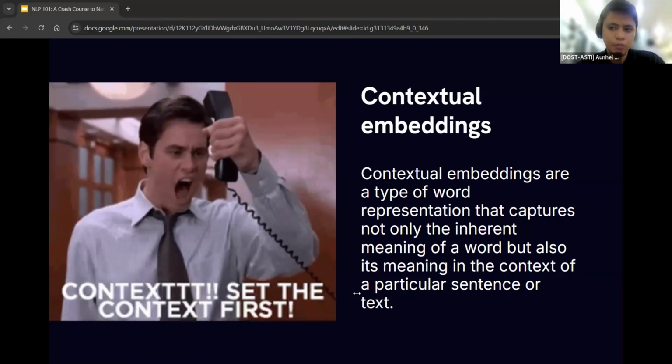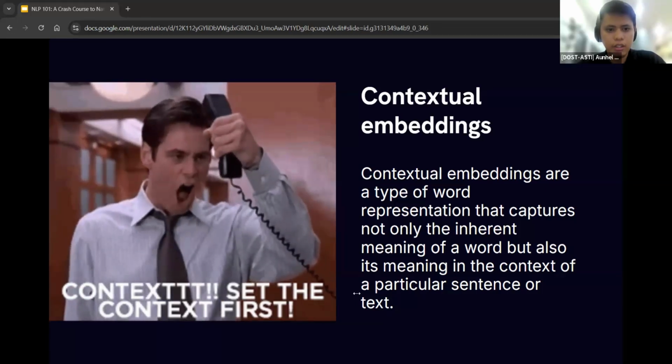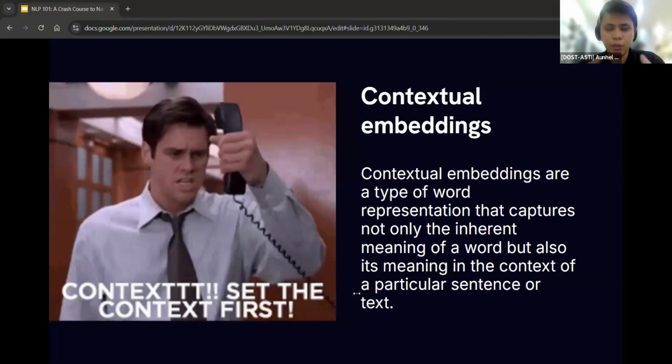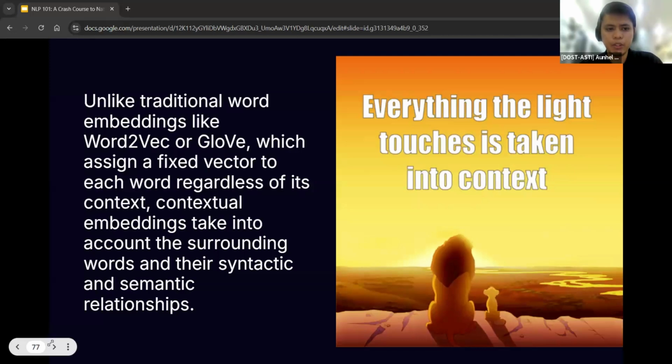For contextual embeddings, instead of generating a representation for just the word, we try to represent the entirety of the context, accounting not just for the word itself, but all the surrounding words that could add context to the sentence. Traditional word embeddings like word2vec and GloVe assign a fixed vector to each word regardless of context. Contextual embeddings take into account the surrounding words and their syntactic and semantic relationships. So the early word2vec, GloVe, fastText only represent word per word. In contextual embeddings, the representation of the words varies depending on the entirety of the context, on the surrounding words and their syntactic and semantic relationships to that specific word.